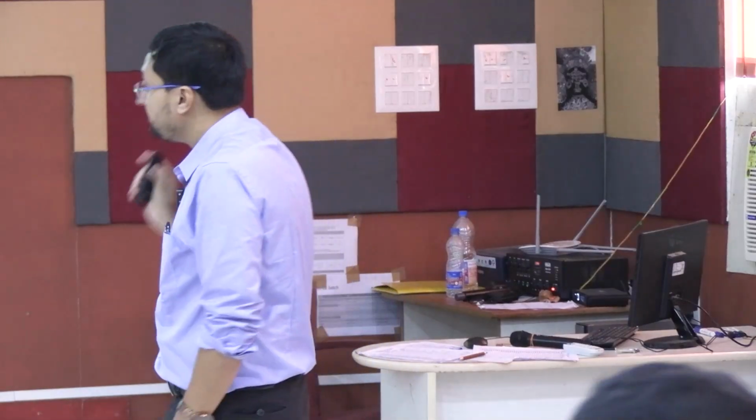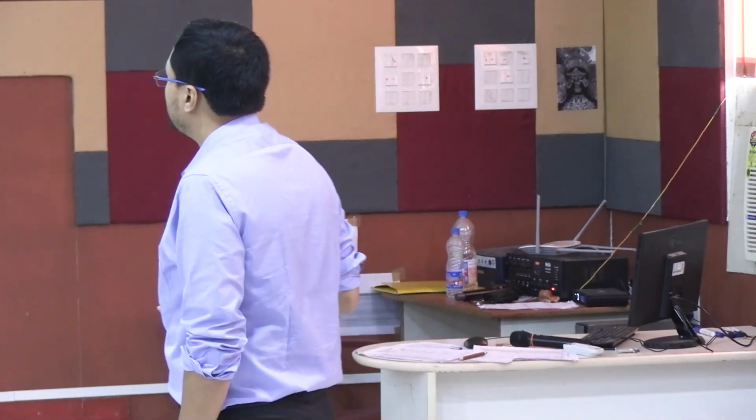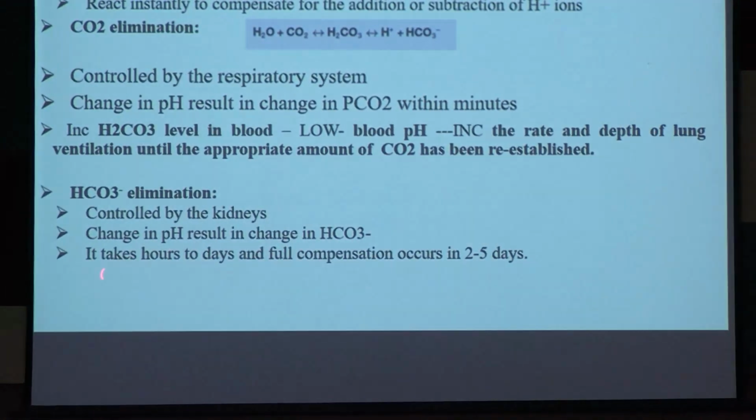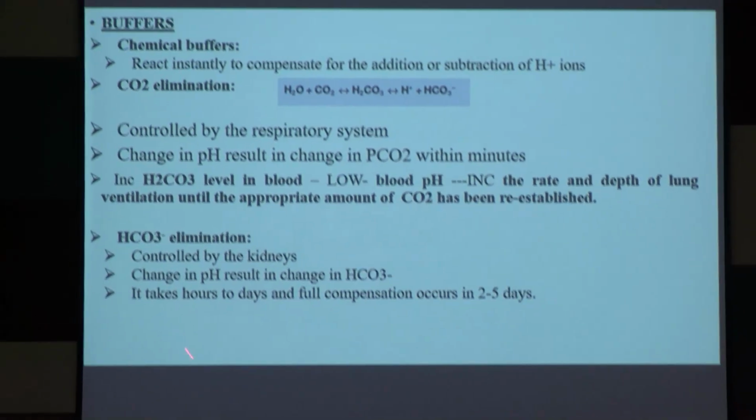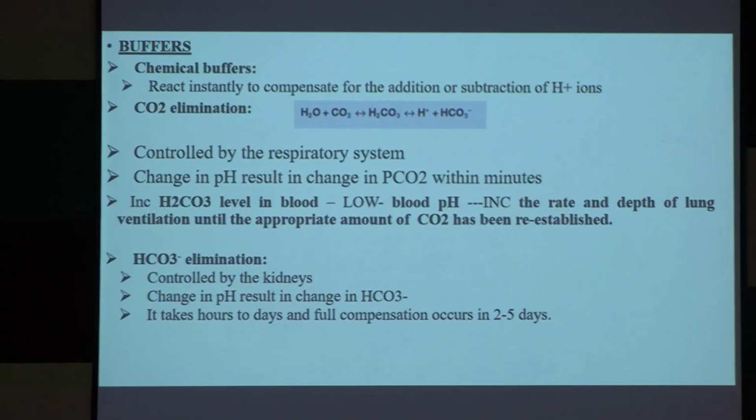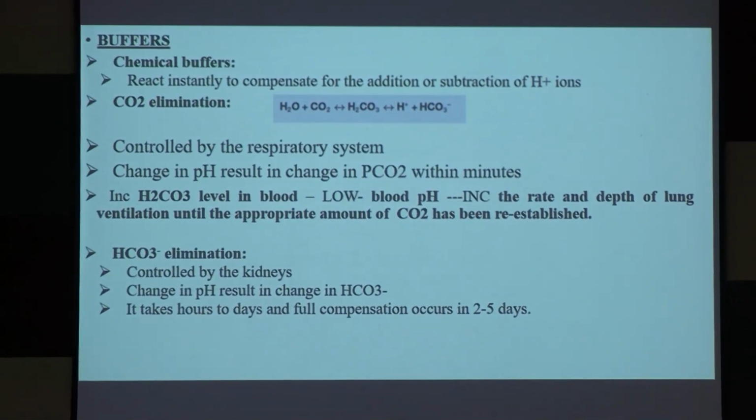So bicarbonate elimination is controlled by the kidney, right? And change in pH results in change of bicarbonate, and as I've already mentioned, it takes hours to days and full compensation after 2 to 5 days. If there is respiratory acidosis, কি বললাম এক্ষুনি, there will be increased HCO3 reabsorption from the kidney, and vice versa, if respiratory alkalosis, decreased bicarbonate.